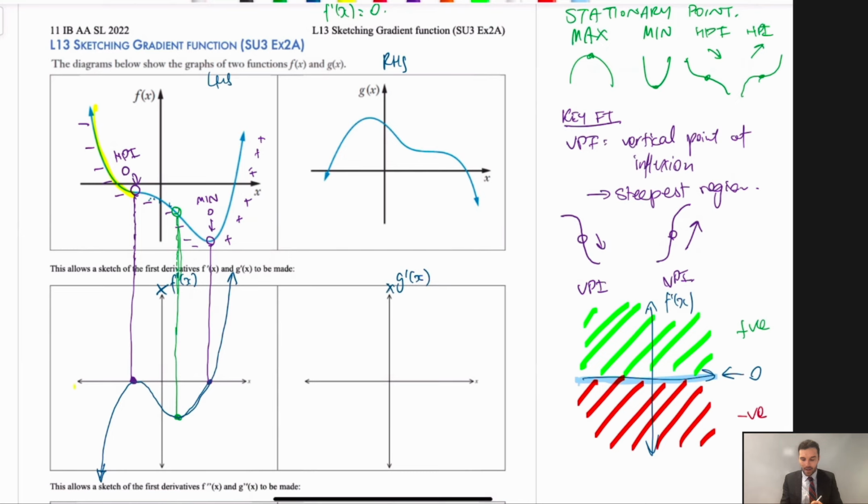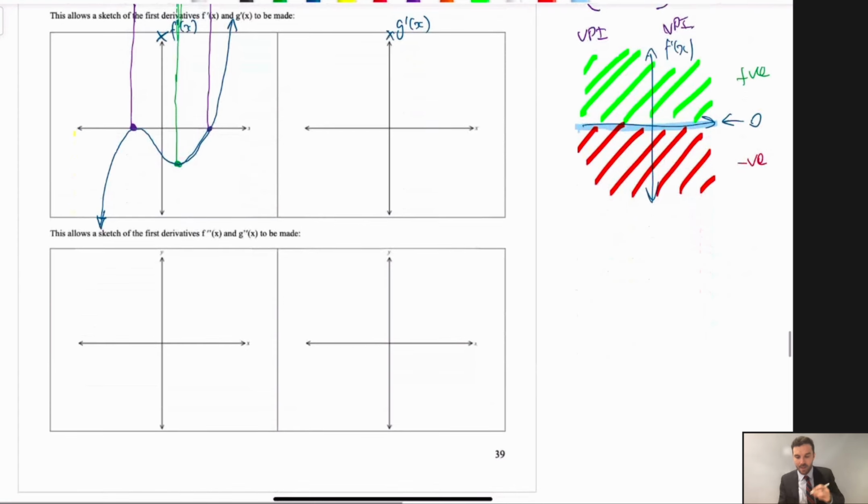Okay, now we're going to continue this and find the next gradient, the rate of change of gradient. So we're going to do this process again. Okay, so let's have a look. We've got a positive gradient here, then it gets to 0 here, it goes negative, and then it goes positive, and it stays positive, and it's getting more and more positive.